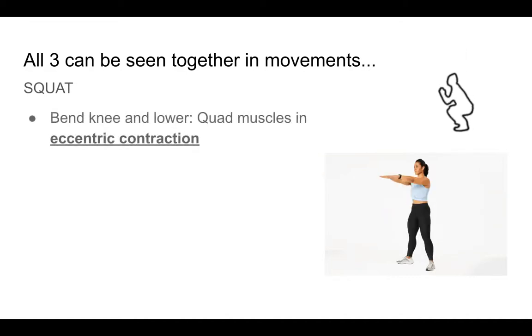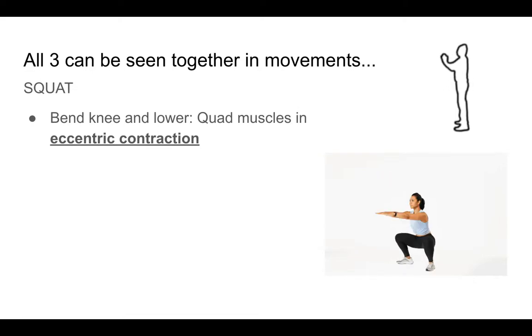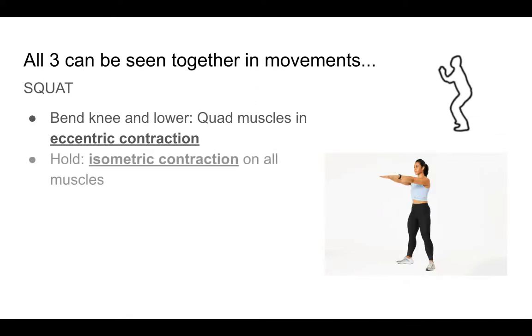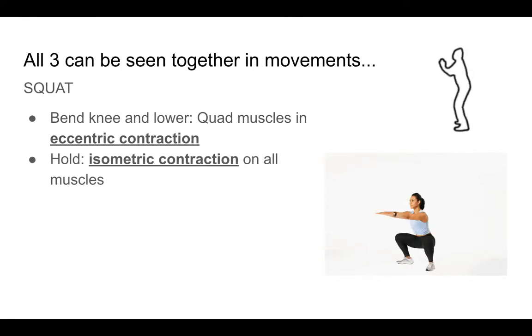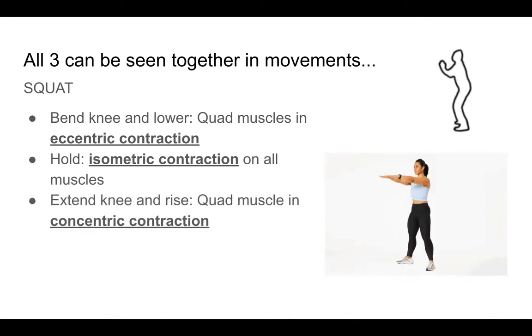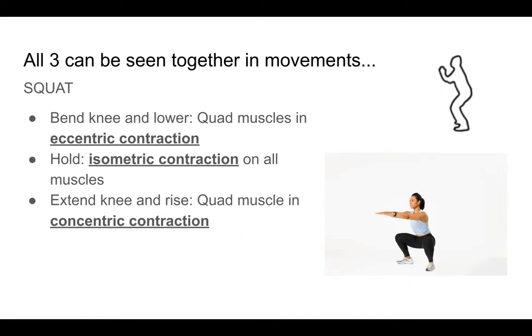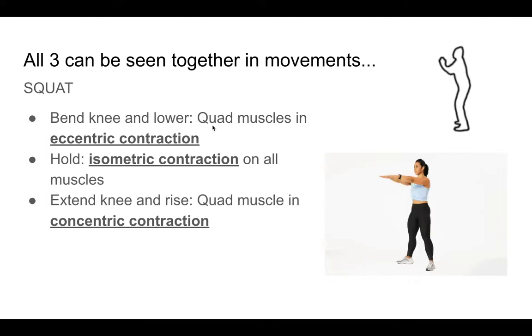So think about in the squat, when you bend your knees and lower yourself in the squat position, your quad muscles are in an eccentric contraction. When you hold the squat for a moment, that's an isometric contraction on your quad muscles. And then when you extend your knee and rise back up, you are shortening those quad muscles in a concentric contraction. So when you lower yourself, you're elongating those quad muscles, and you could kind of feel that.